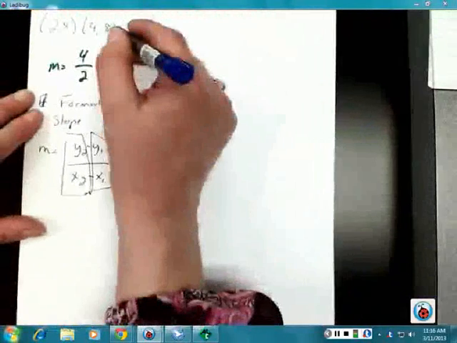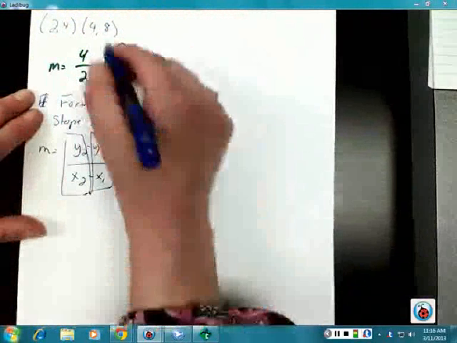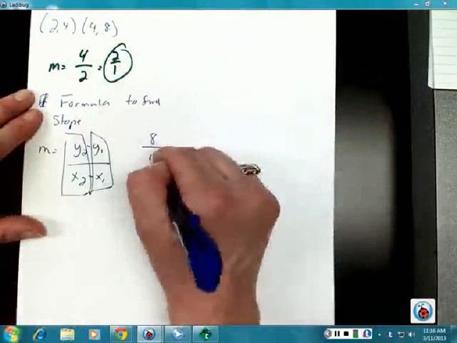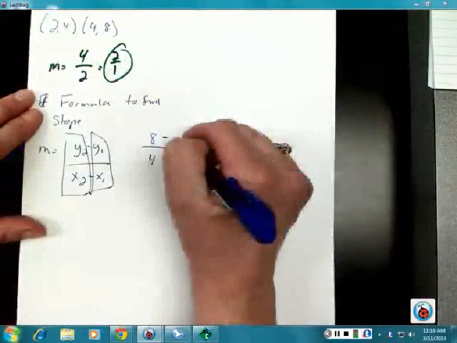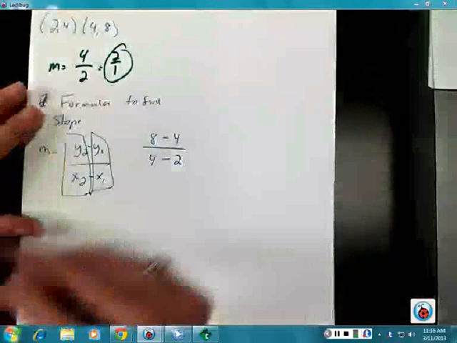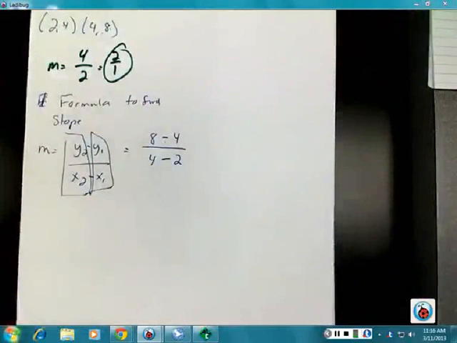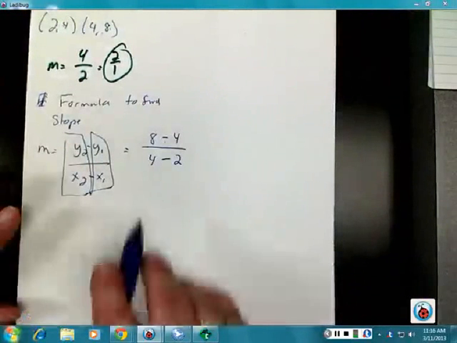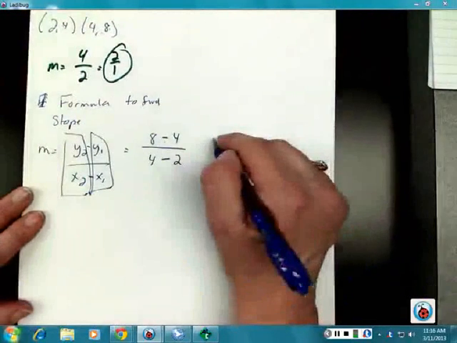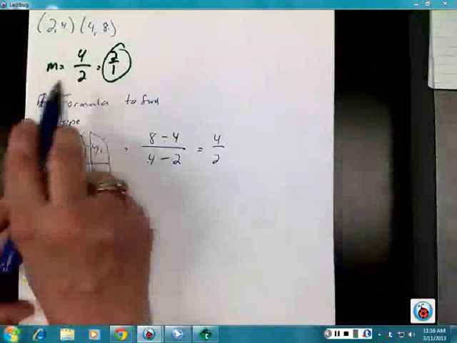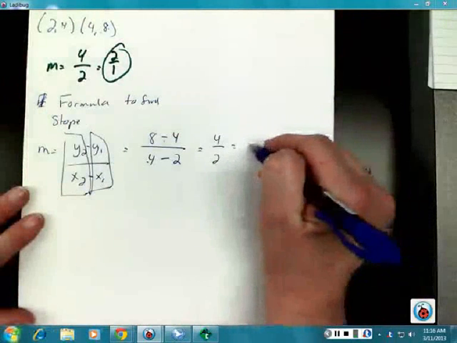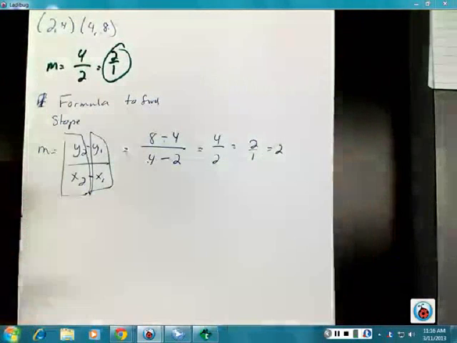So does it make a difference? I usually run them from this side back, so I get my order right. 8 over 4 minus, because it's always subtraction, 4 over 2. Then I don't mix them up and get them in the wrong spots. So 8 minus 4 is 4. 4 minus 2 is 2. So it's exactly what we found when we did our points, 2 over 1, or simply 2.